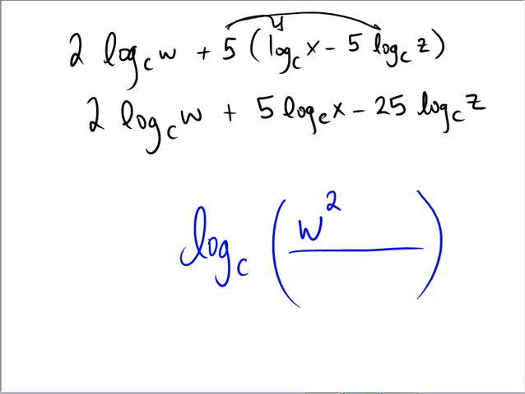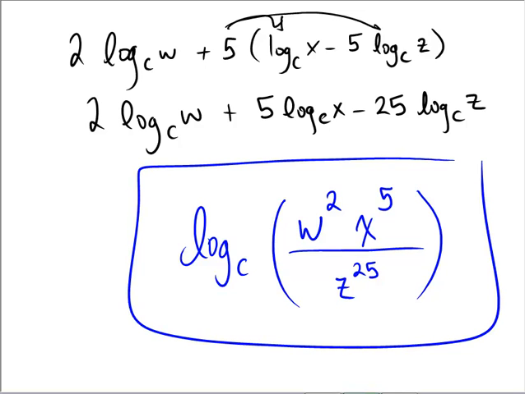The x is being raised to the power of 5, and it's also positive, so that's going to be here on top. And then the z is being raised to the power of 25, and because of the minus, it's in the bottom. So I'm going to go z to the 25th. And that's our final answer for this one.